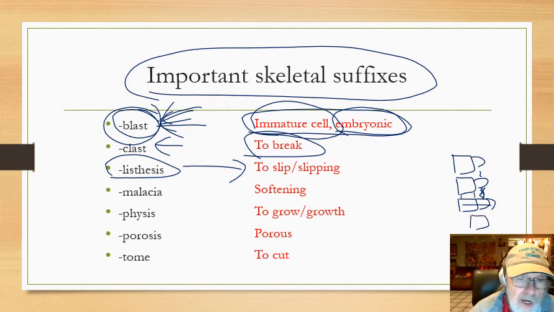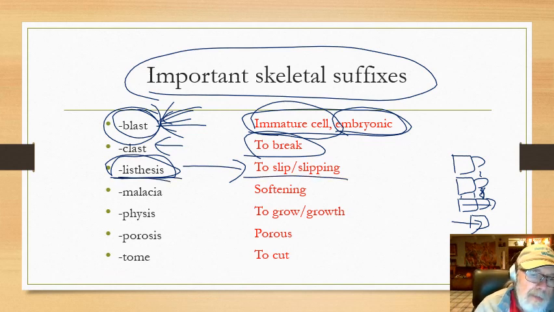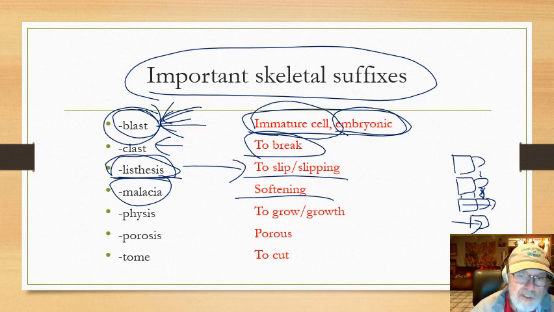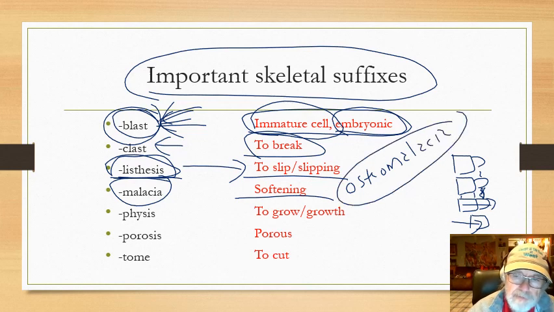This would be called spondylo, because spondylo means spine, spondylolisthesis, because now that vertebrae has slipped forward. So listhesis means to slip or slippage. Malacia means softening. We see with people when they have certain bone diseases, they have what's called osteomalacia, or softening of a bone. People when they have osteoporosis, it's frequently associated with osteomalacia.